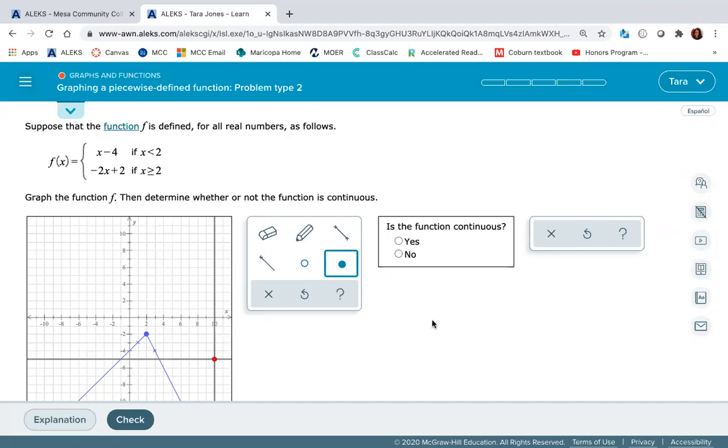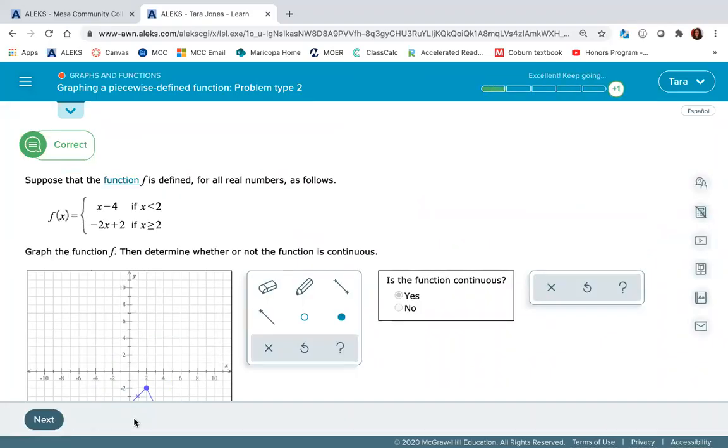So once we have it graphed, we answer the question, is the function continuous? And you can see that, yes, I could go ahead and travel along this graph, and I would never have to pick up my pencil. I could graph the entire function without picking up my pencil. So we would say, yes, this function is continuous before we check.